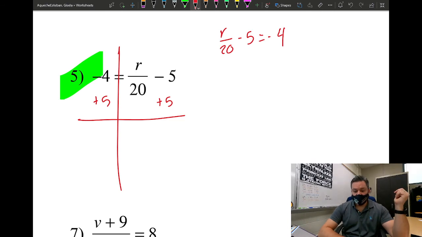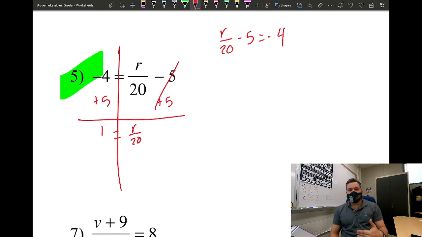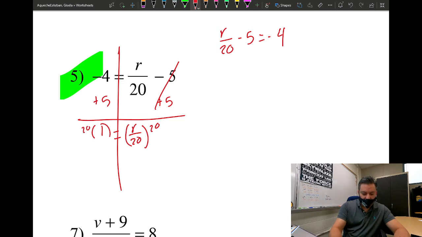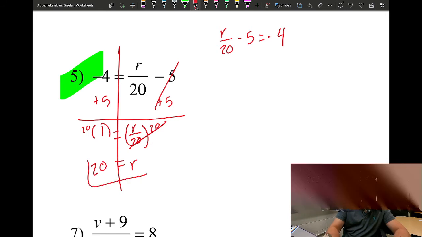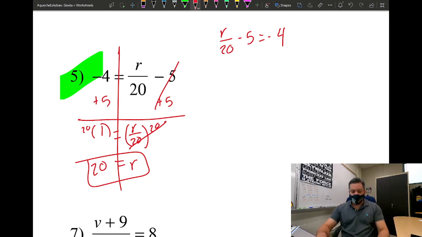Easy. That goes away. And over here I have positive 1. 5 minus 4 is 1. Over here I have r over 20. R over 20, what are they doing? It's a division, right? So the opposite is just like the other one, right? This cancels out, so I'm left with r equals 20. And that's my answer. Very simple. Very easy, right? All right, let's look at another one.